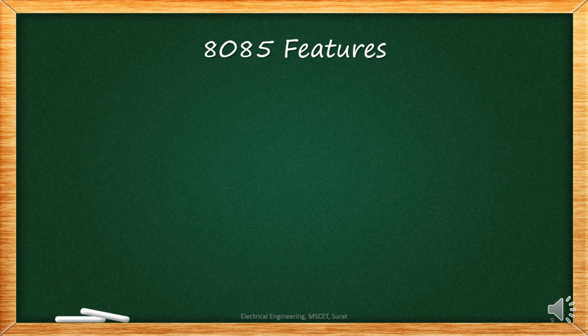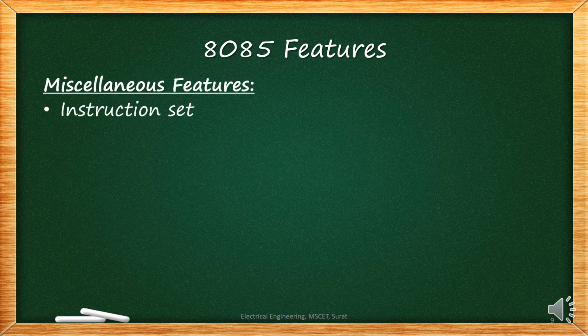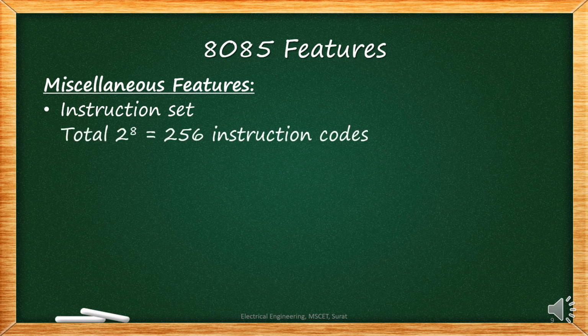Now the instruction set. How many instructions can we generate? As it is an 8-bit processor, we can generate 2 raised to 8, that is equal to 256 instruction codes. We can generate a maximum of 256 instruction codes for the 8085 microprocessor.